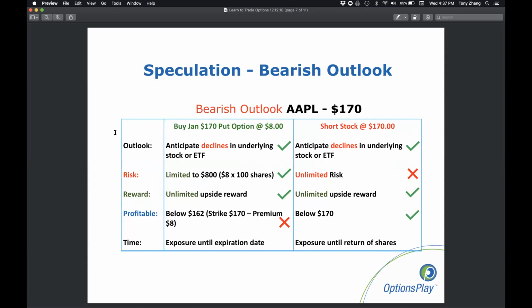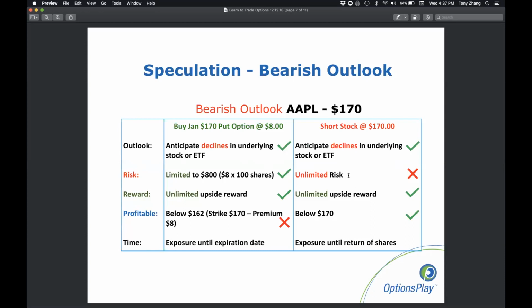So let's say now, instead of being bullish on Apple, you're bearish on Apple. Traditionally you'd be able to short a stock. So if you shorted that stock at 170, that's one option that you have. Or you can buy a put option. I have the same example, buying a 170 put option, but now we're paying $8 for that put option. Both strategies will allow you to anticipate declines in the underlying stock or ETF.